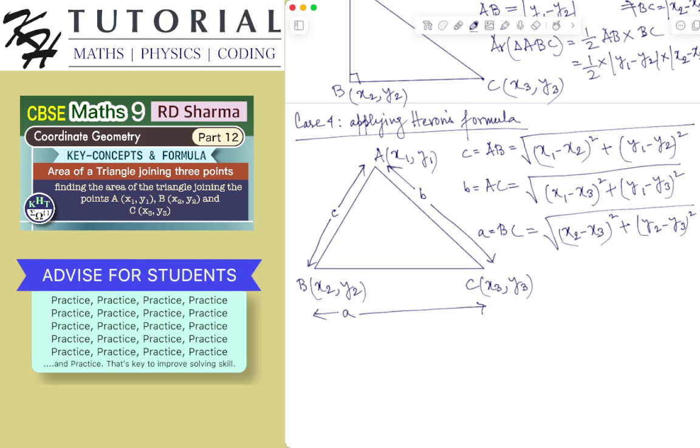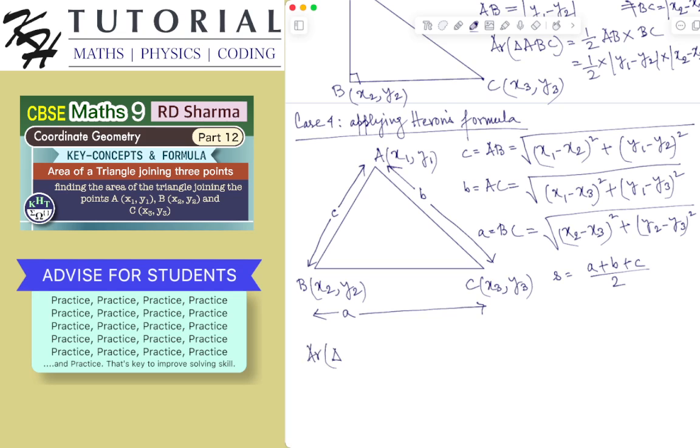In Heron's formula, we have to find the semi perimeter of the triangle ABC, which is small s. Semi perimeter means a plus b plus c by 2. This is the semi perimeter of the triangle ABC, where small a, b and c are the lengths of the sides. Okay, so now I have found the semi perimeter, denoted with the small letter s.